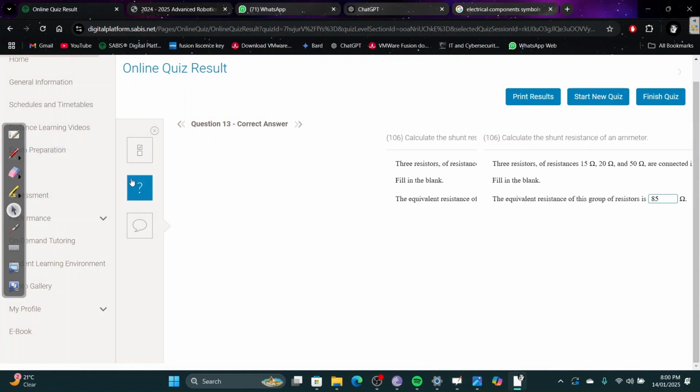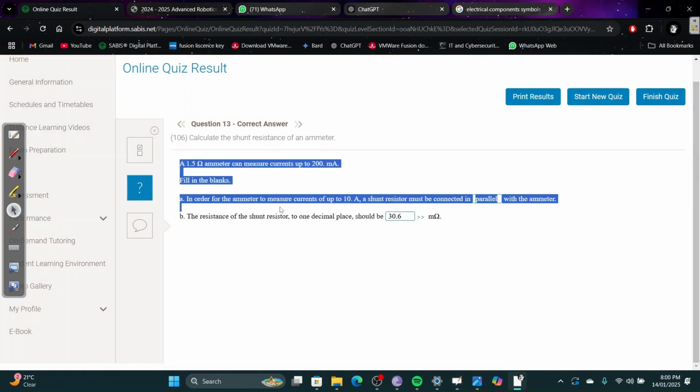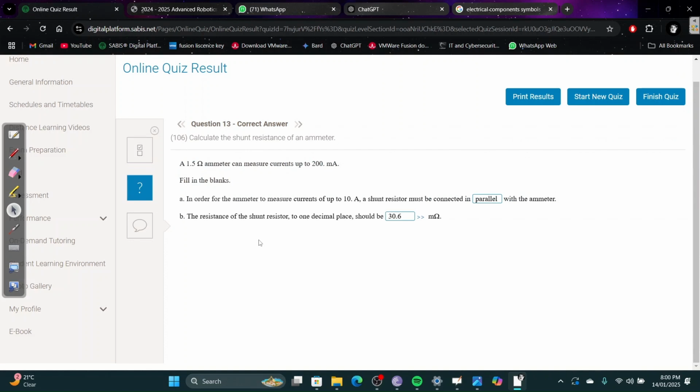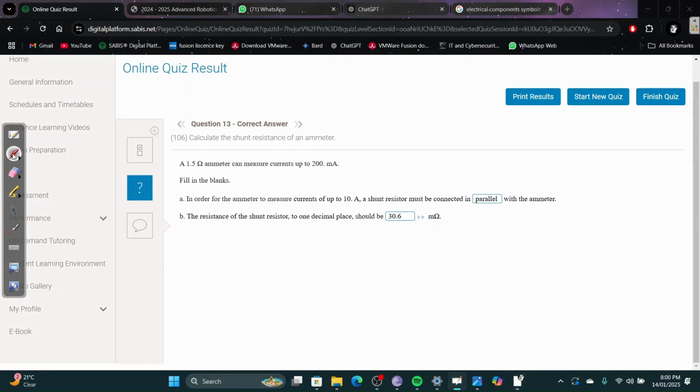Okay, question 13. An ammeter can measure currents up to 200 milliamperes. In order for the ammeter to measure currents of up to 10 amperes, a shunt resistor must be connected in parallel with the ammeter. Okay, obviously, because I have a trick for this and it's really useful. It helps me a lot. The ammeter connects in series with the circuit. So A is series with circuit.